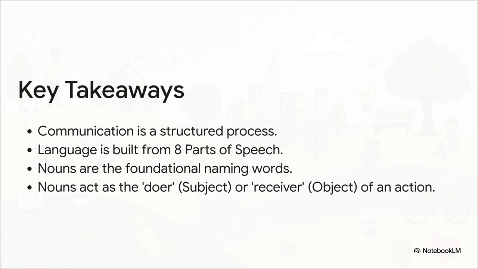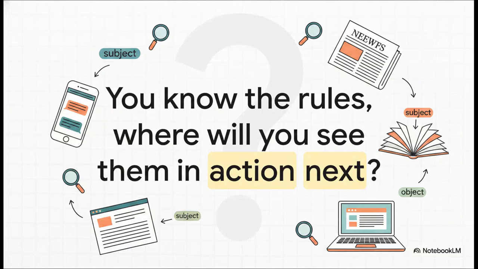All right, let's do a quick recap. We learned that communication isn't random, it's a structured process. We saw that our language is built from 8 key parts of speech, and that nouns are the bedrock. And most importantly, we learned that nouns play the critical roles of the doer, the subject, and the receiver, the object, in a sentence. So, I'm going to leave you with a little challenge. As you go about the rest of your day, start hunting for subjects and objects. I'm serious. In a news article, a text message, an email, start looking for them. Once you start noticing them, you'll be amazed how quickly it all clicks and how much deeper your understanding of language becomes.